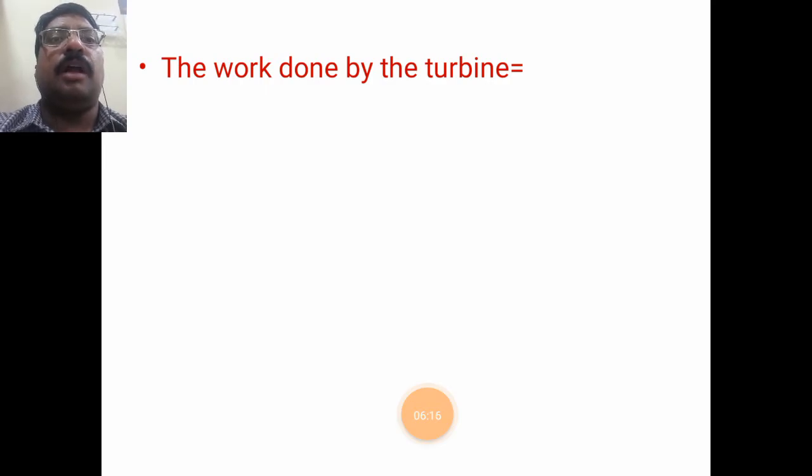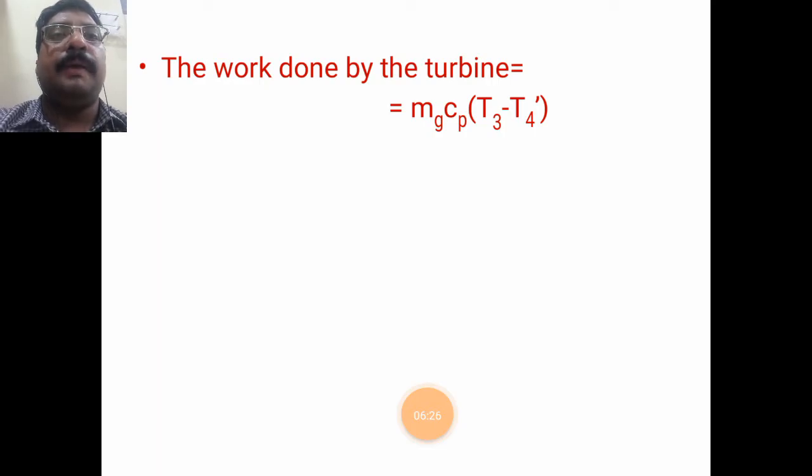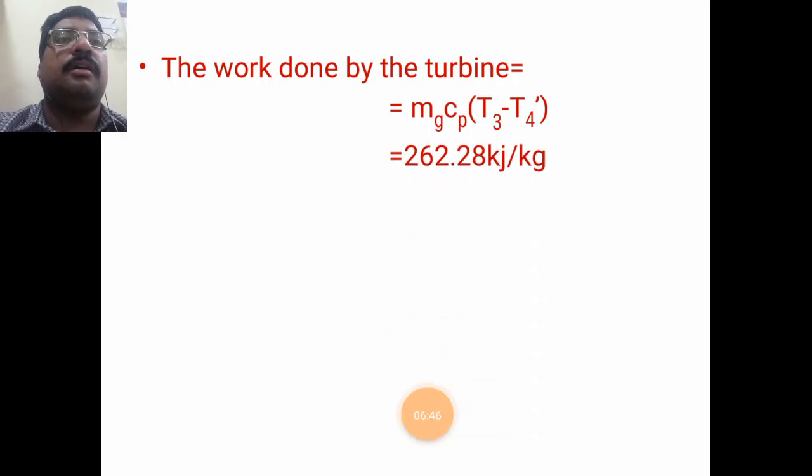Now we have determined all the temperature values T1, T2 dash, T3 and T4 dash. So now the work done by the turbine, that is the expansion work, is mg into Cp into (T3 minus T4 dash). Because in the turbine the hot gases expand, we take the value of mg. Cp value is 1, T3 value we know, and T4 dash value we know. If you substitute, we get the value as 262.28 kilojoule per kg.